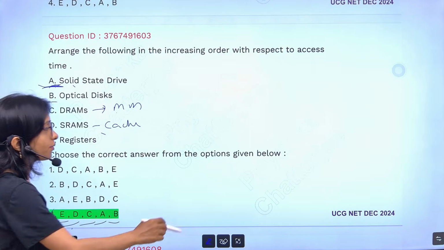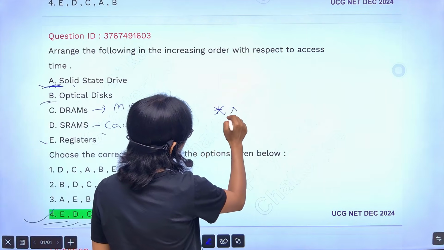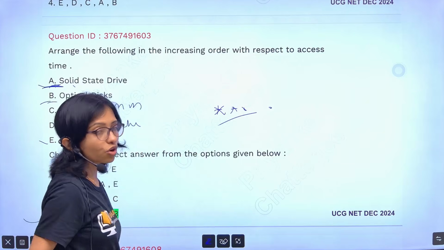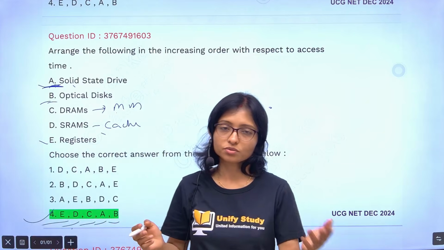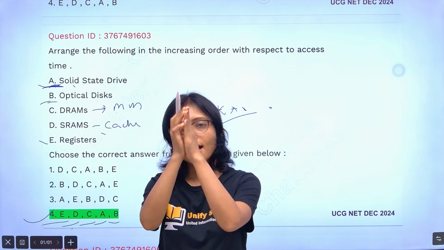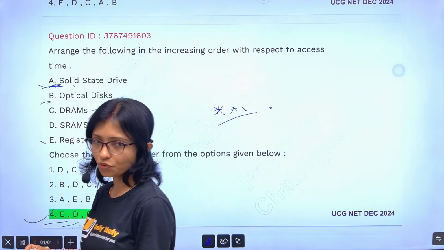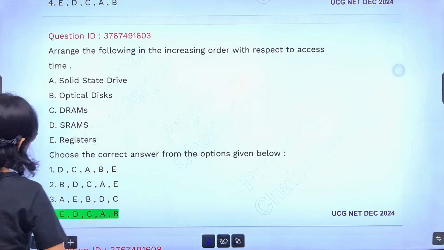Highly popular question, the memory speed, 5-star topic, not only for paper 2, paper 1 also. Please remember it. This will be good for you. 2 marks, otherwise you will miss.